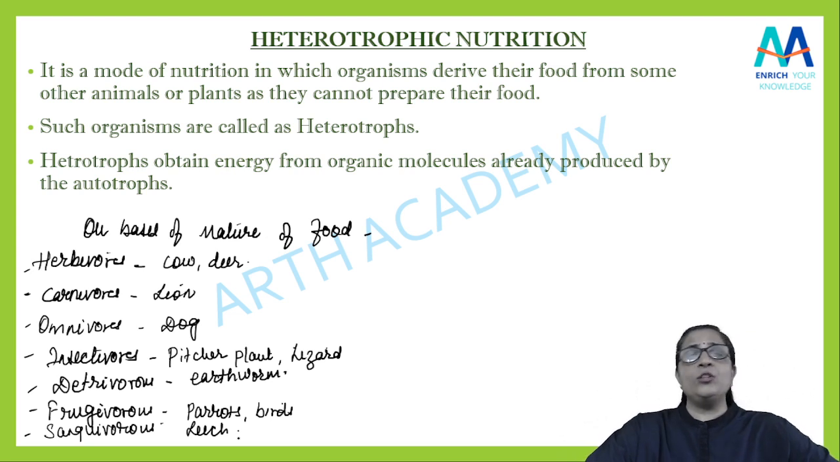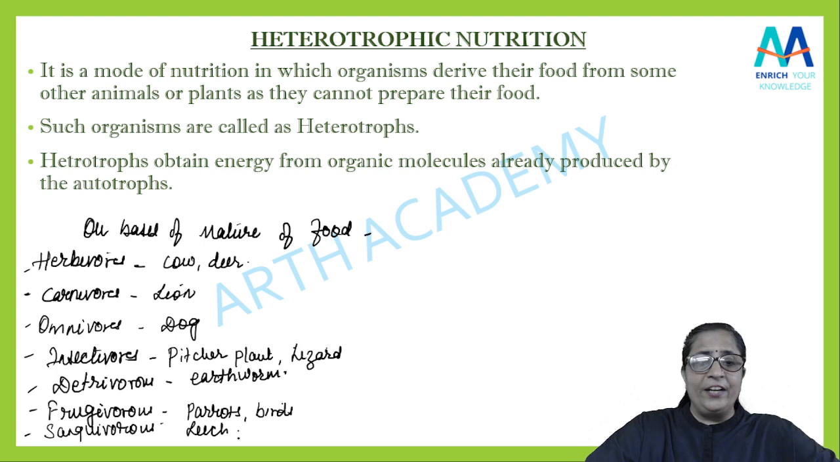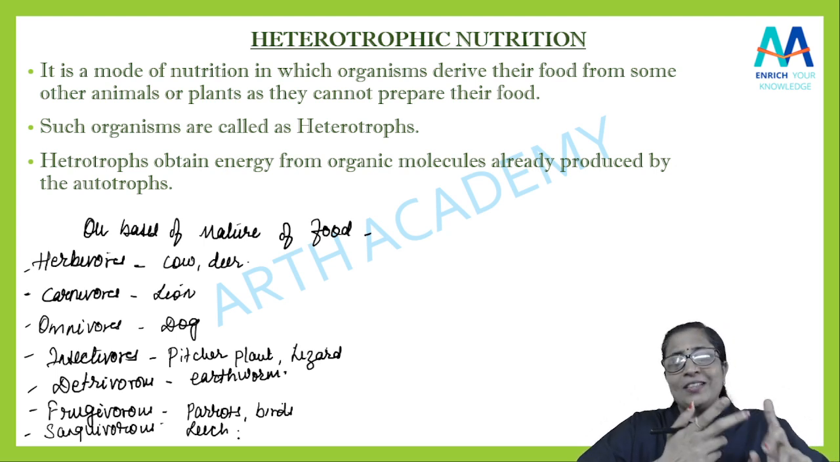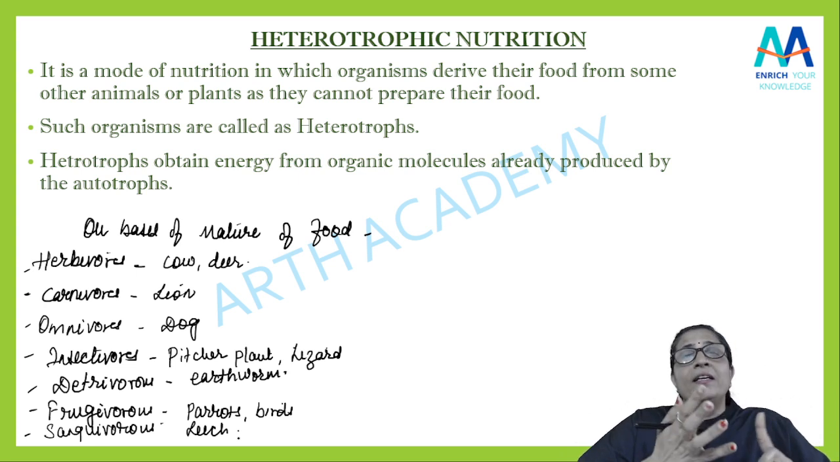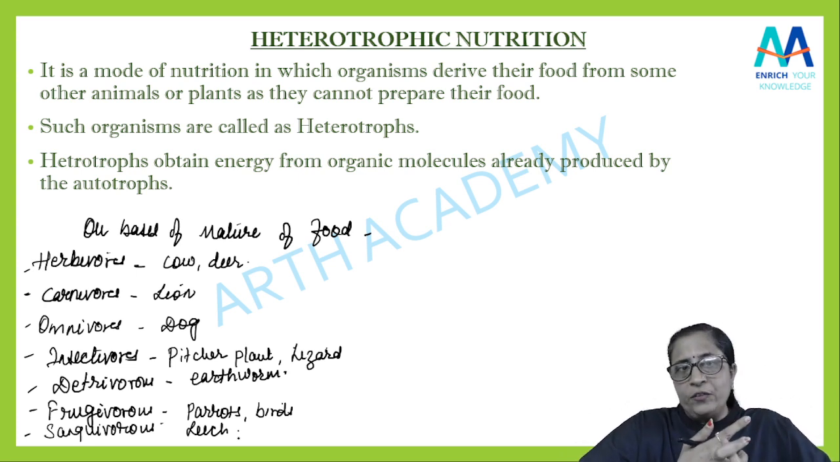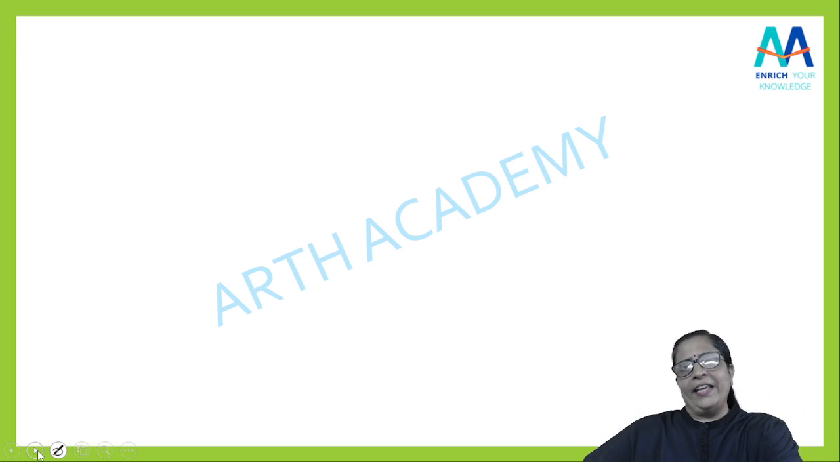So on the basis of nature of food, we can divide the heterotrophs as herbivores, carnivores, omnivores, insectivores, detritivorous, frugivorous as well as sanguivorous. यहाँ तक समझ में आया? Yeah, I hope this is also clear to all of you. Now moving for the next part.